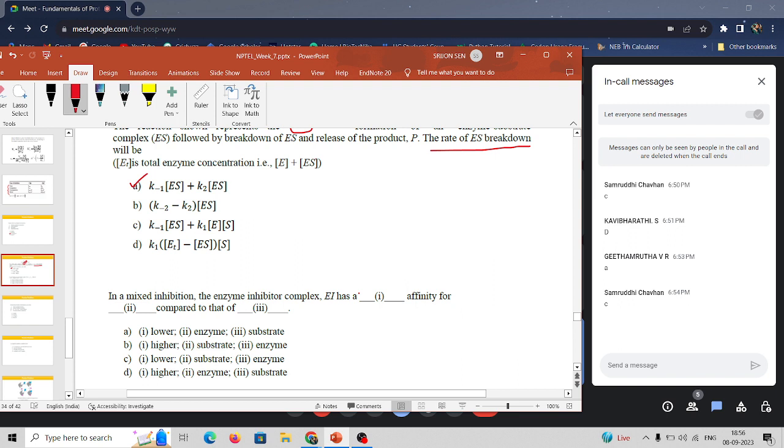So what is actually happening over here? Previously we spoke about the enzyme substrate complex. Here we are looking into the enzyme inhibitor complex.